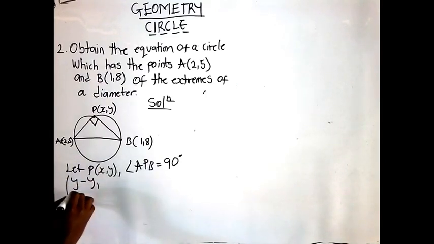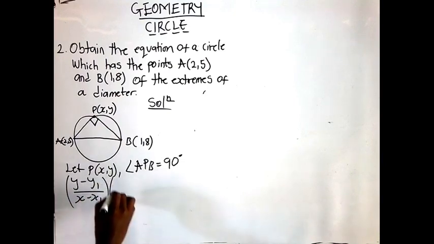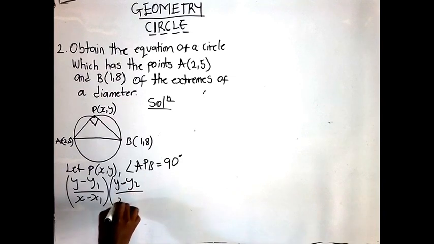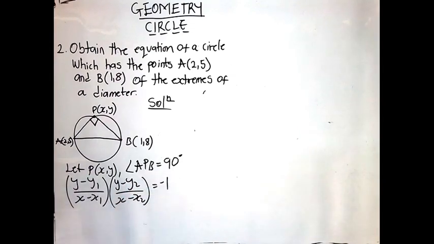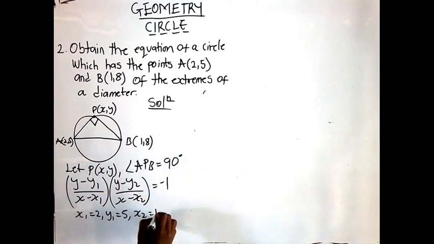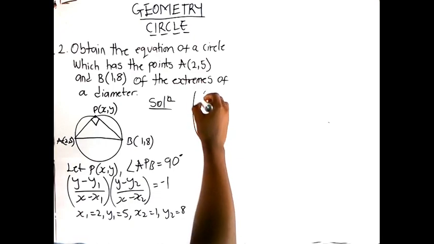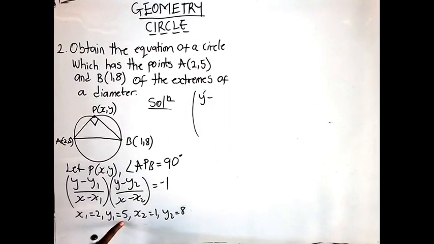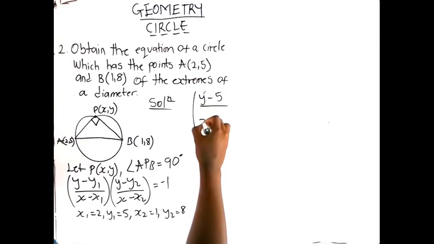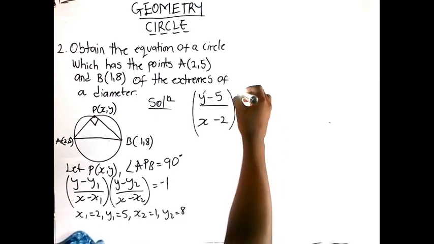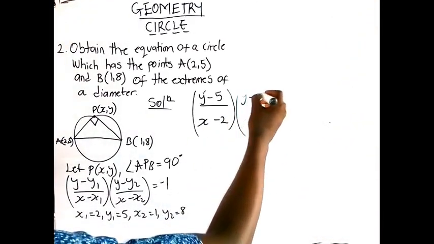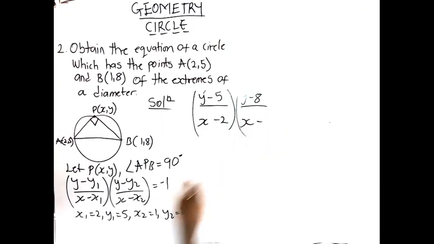(y minus y1) over (x minus x1) into (y minus y2) over (x minus x2) is equal to negative 1. Where our x1 equals 2, y1 equals 5, x2 equals 1, and y2 is equal to 8. So we get something like (y minus 5) over (x minus 2), (y minus 8), and then (x minus 1).